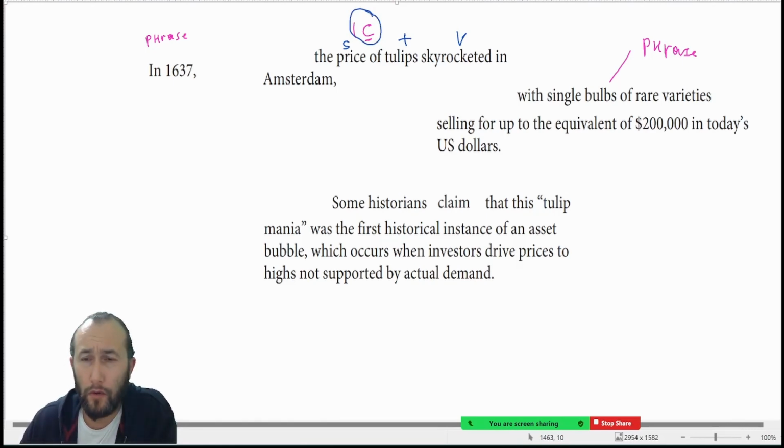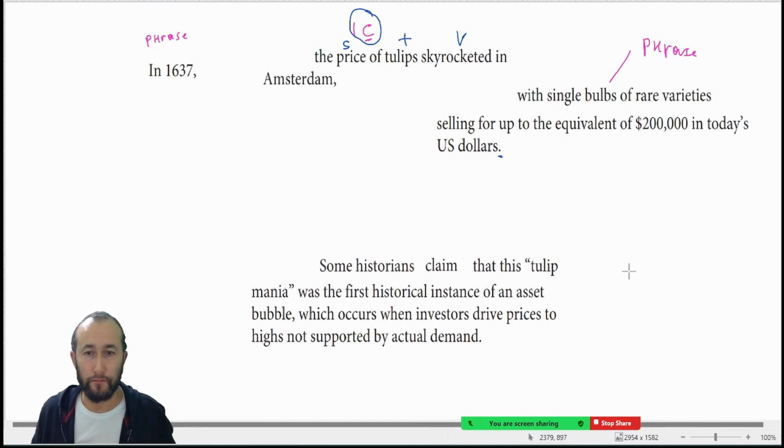Okay, so now we got here single bulbs of rare varieties selling for up to the equivalent of $200 in today's US dollars. Now we got a full stop here. That means the rest of it is a new sentence. So now I'm going to operate on the second sentence. Okay, that's it. All right.